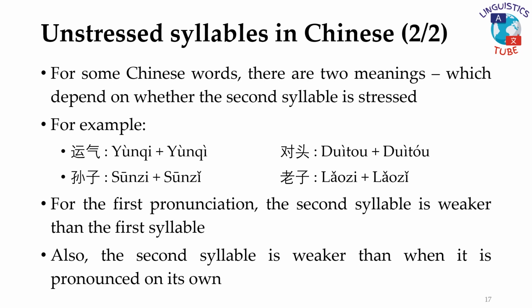Thirdly, 孙子, 孙子. The first means grandson, whereas the second is the name of an ancient Chinese philosopher. Finally, 老子, 老子. The first is an informal word for father, whereas the second is the name of another ancient Chinese philosopher. So, in each of the four pairs, you can hear that the second syllable is weaker than the first syllable, and it is also weaker than when it is pronounced on its own.